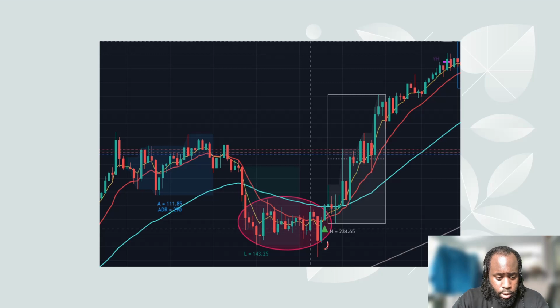And then you set your stop loss. Now your stop loss depends on, like I said, how many pips you can afford to lose in this particular trade. Once again, that's all about risk management, which I'll cover in a separate video as well.